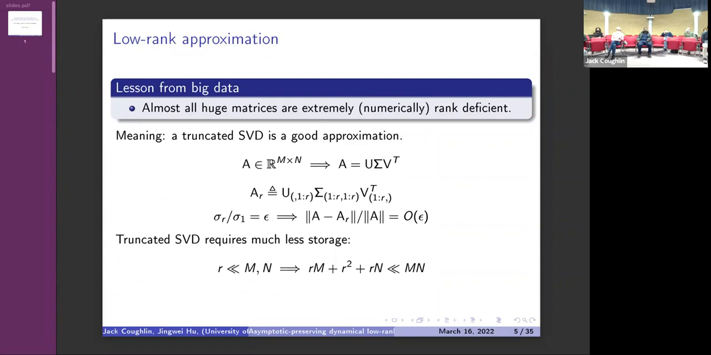But the point here is that this truncated SVD representation requires way less storage. If m and n are very large and r is much smaller, then we're down to r times (m plus n), which is going to be way smaller than the product m times n. So you can save a lot of storage using this truncated SVD type representation.